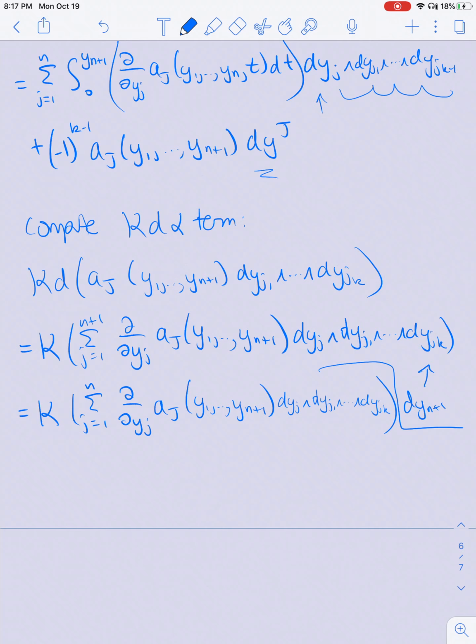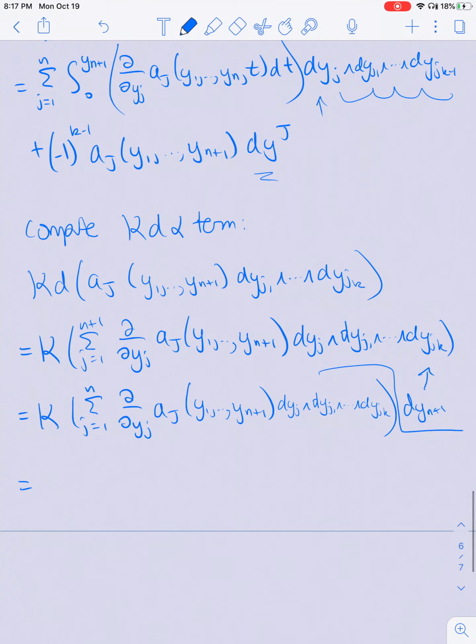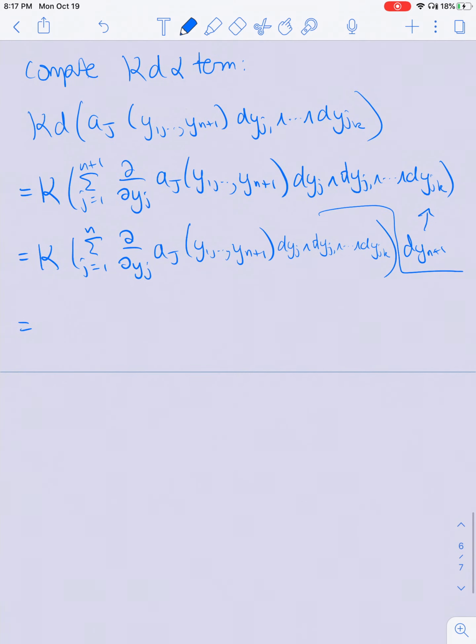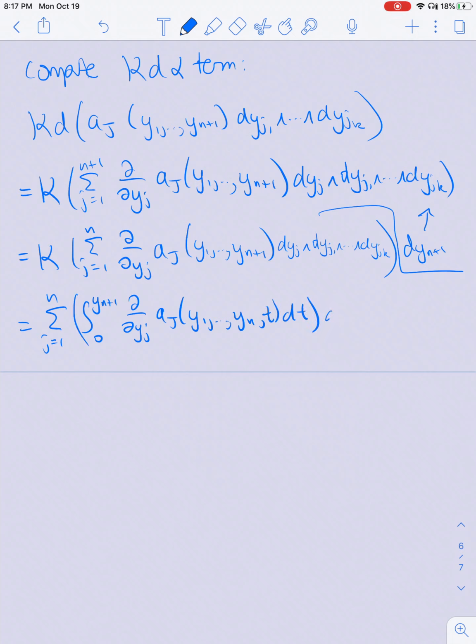Otherwise, I just get 0. So now I apply k to each of these terms, and the first thing that I'm going to do is rely on the linearity of k, which is something you're going to show on your homework. But basically, I can put the k underneath the sum sign. And then what I'll do is I will integrate from 0 to y_{n+1}, d by dy_j, a_j, y_1 through y_n, t dt, dy_j wedge dy_{j1} wedge, all the way out to dy_{j_{k-1}}. And I think I need another, oh, no, I had that one already.